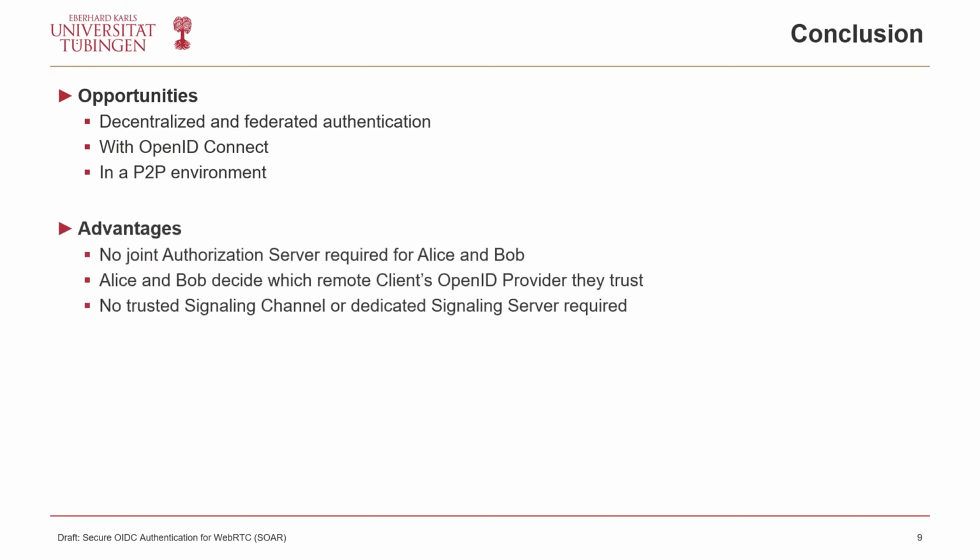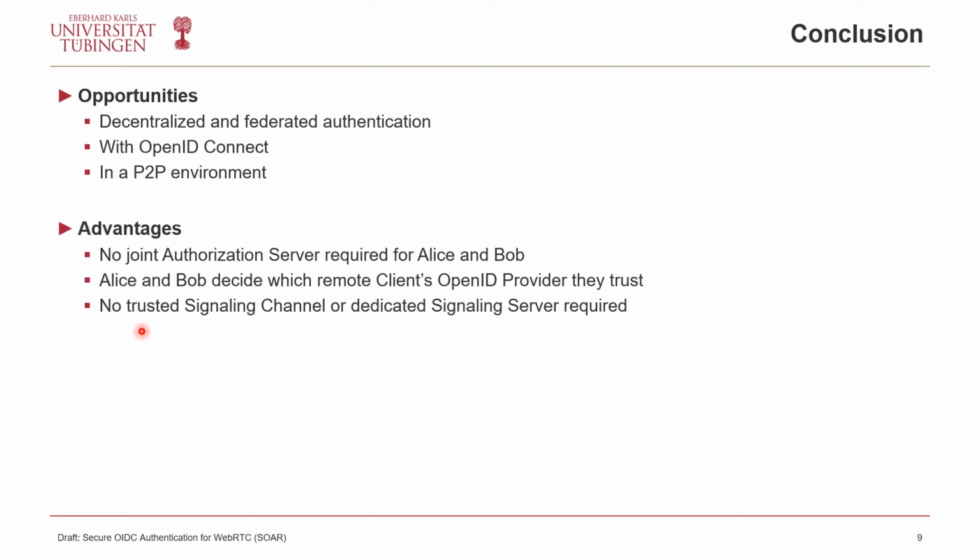So the advantage of that is, as I told you before, Alice and Bob can decide on their own which identity provider of the remote user they want to trust. And we don't need a dedicated authorization server, which is trusted by every client.